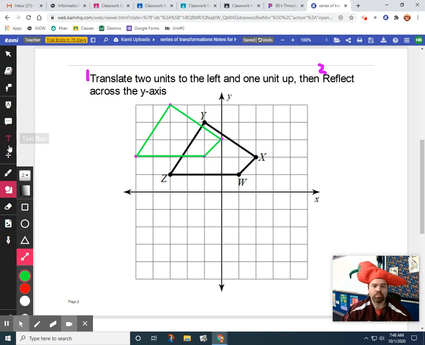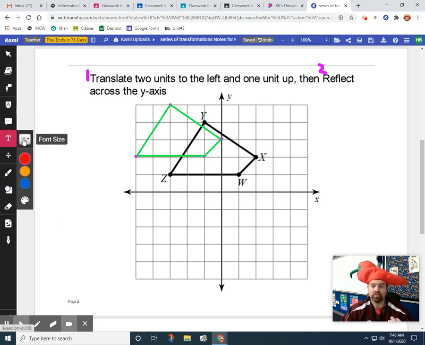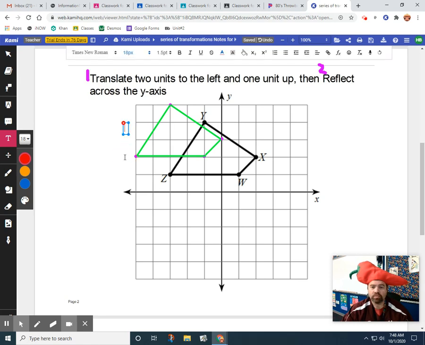All right, so now I need to label these because it is a transformation. I've created a new figure. So I'm going to go back and label these. Make my font a little bigger here. I've got a new z. I've got a new y. Over here I've got a new x. And a new w.